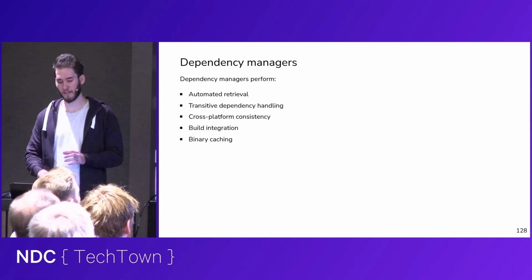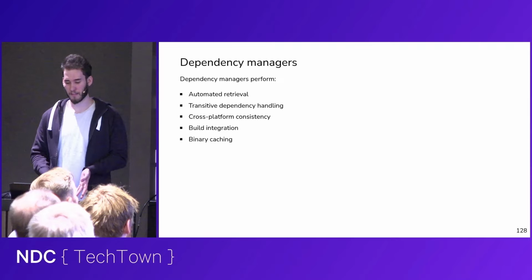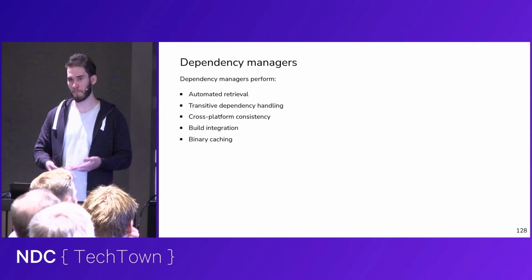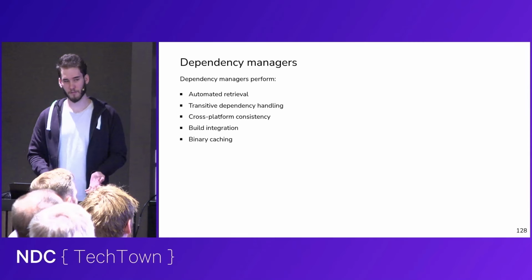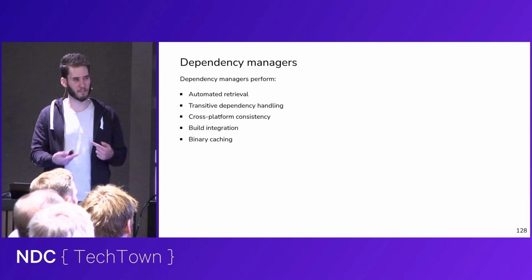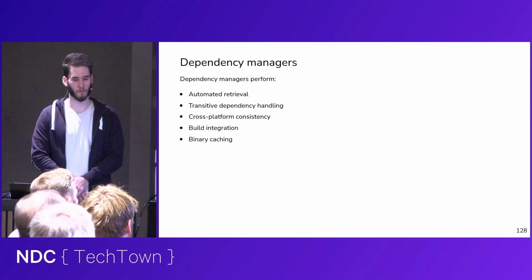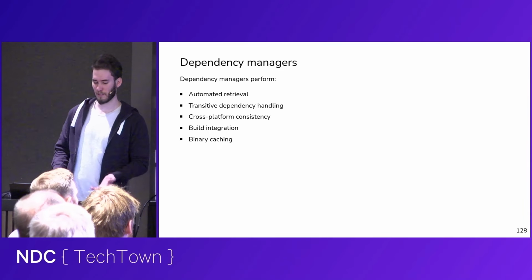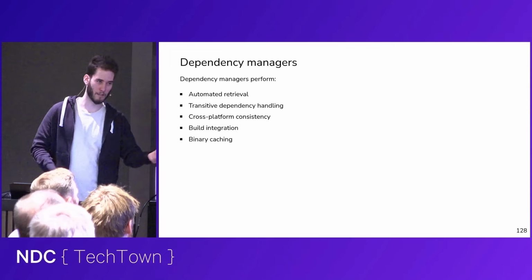Also doing transitive dependency handling by pulling in the dependencies of your dependencies. Then it enforces cross-platform consistency by getting the same set of libraries working on multiple compilers, multiple systems, and everything like this. You have your build integration that, just like many of your tools, will hook into your build system to be able to provide very easy access to whatever you're utilizing from those libraries, so that you can just utilize them without having to worry about also providing build system support for them. And they also provide binary caching so that they speed up the builds by just building the libraries once and allowing you to reutilize them.